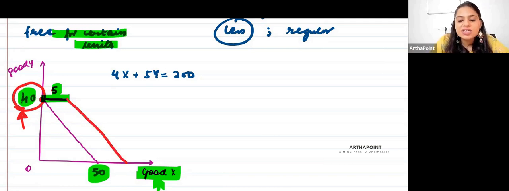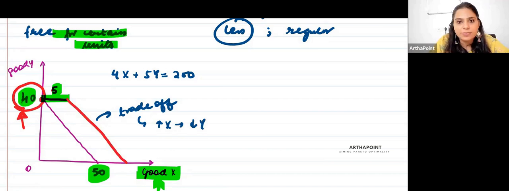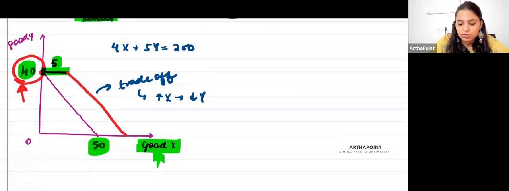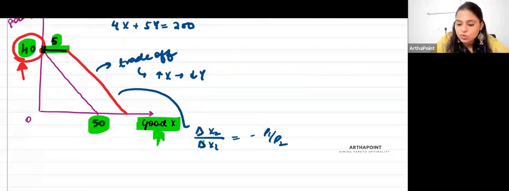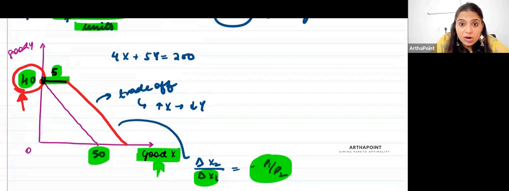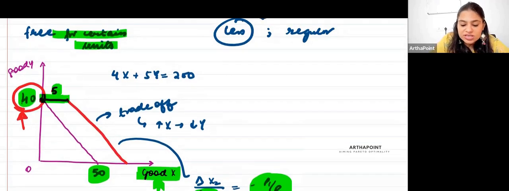So what we are saying is here there is the usual trade-off, that to increase X, you must decrease Y. That we know. That trade-off is given by change in X2 by change in X1 is minus P1 by P2. So if I want to increase good X by 1 unit, I must give up 4 by 5 units of good Y. That's the slope. But now what has happened is I have got these 5 extra free units.